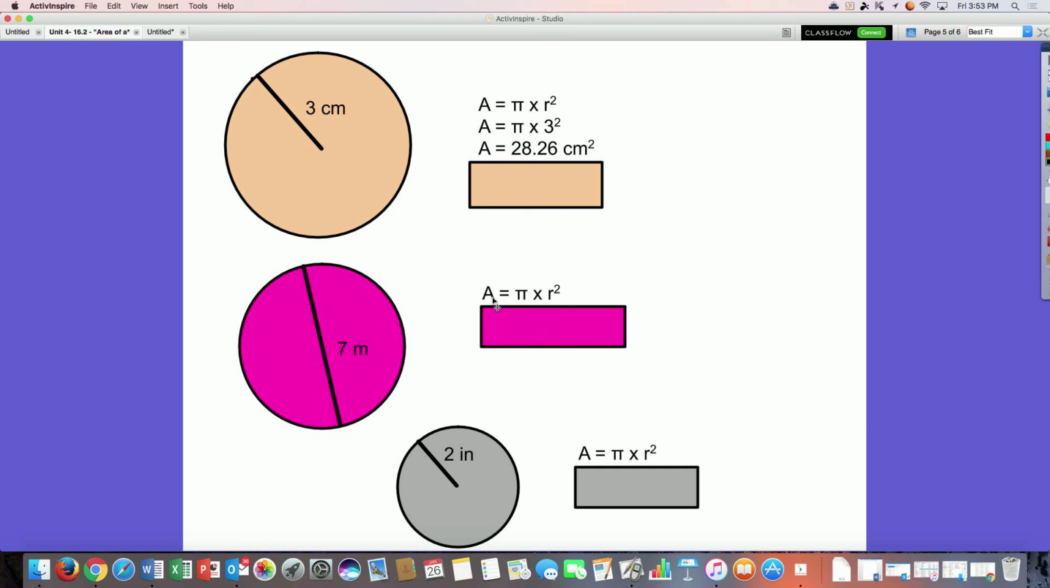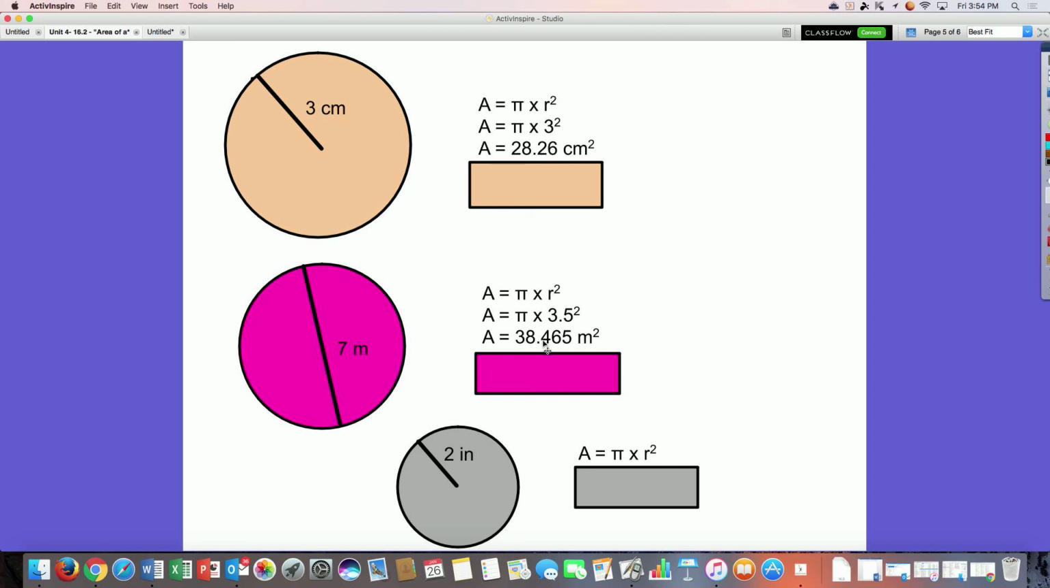I'm back. Area equals pi times r squared. Area equals pi times 3.5 squared. You didn't get tricked there, did you? You didn't put 7 because you know radius is half of the diameter. The book will try and trick you, but I know you didn't fall for that. Type that in the calculator. 3.14 times 3.5 squared, which is 3.5 times 3.5.